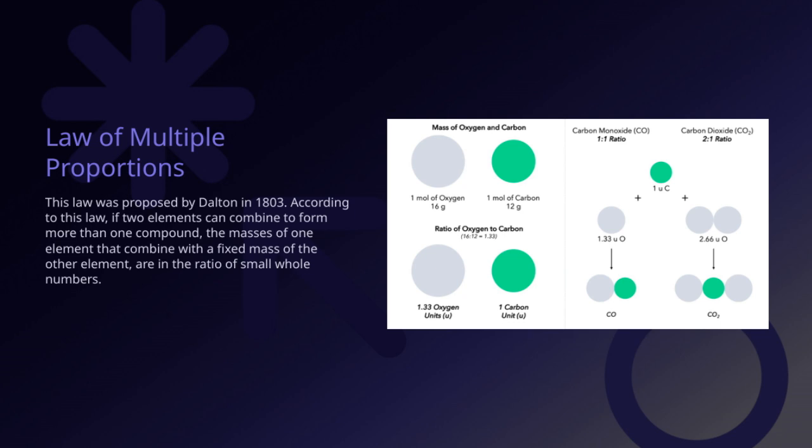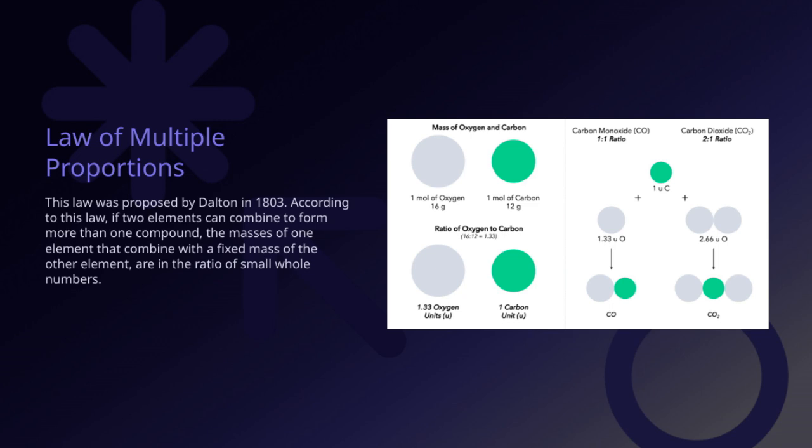According to this law, when two elements can form more than one compound, the key idea is that the ratios of the masses of one element that combine with a fixed mass of the other element are always small whole numbers. What this means is that if you take a specific amount of one element, the amount of the other element that combines with it will always be in a simple whole number ratio, like 1 to 2 or 3 to 4. This concept is crucial because it helps us understand the consistent, quantifiable relationships between elements in compounds.